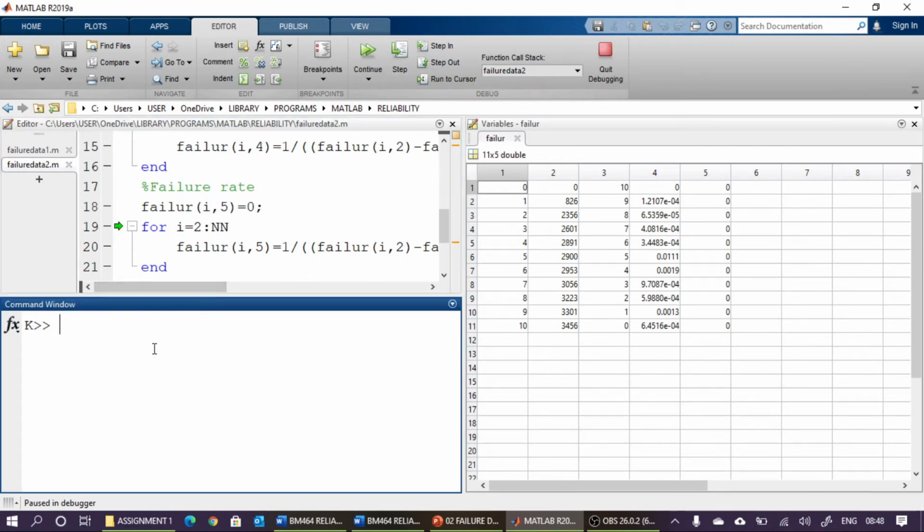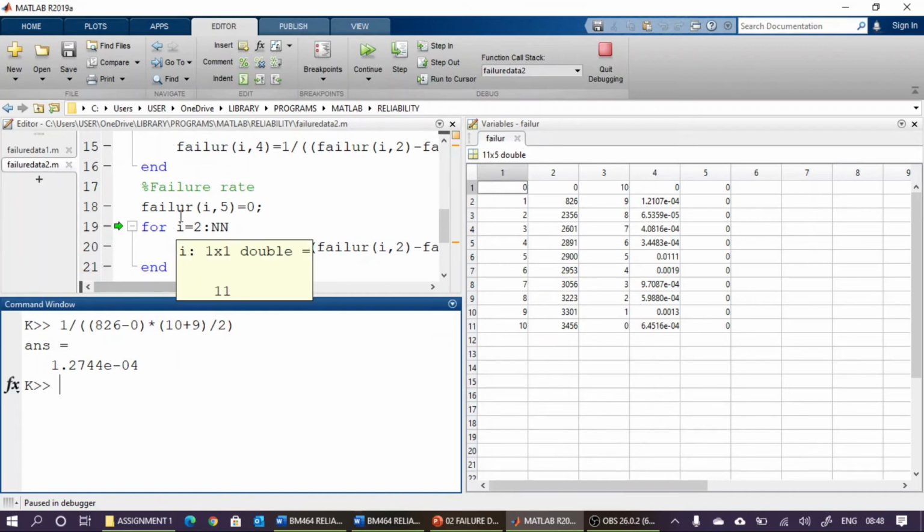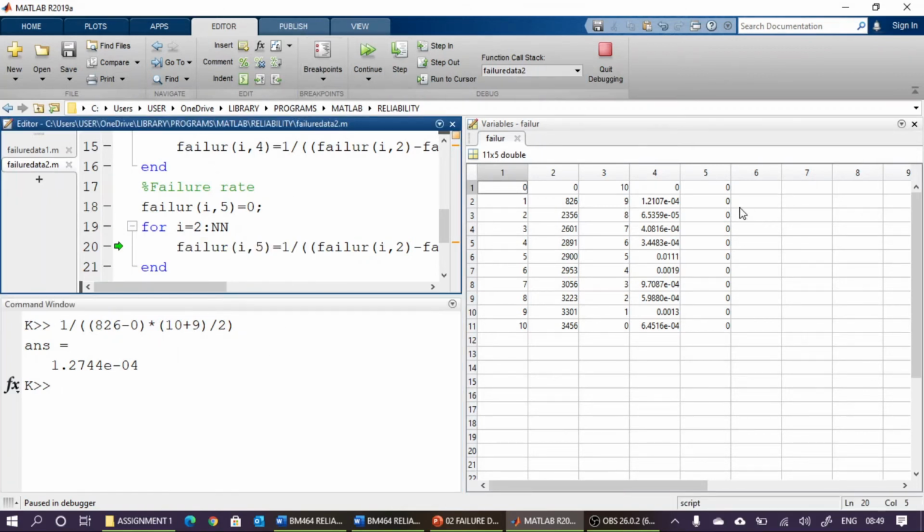That is something like this equation: 1 divided by, in brackets, first delta T, so 826 minus 0, so this is delta T, into the average of S of I minus 1 and S of I, that is 10 plus 9 divided by 2, so that is the average of the initial population and the final population of that particular failure. So this is equal to 0.00012, so this one is the failure rate. Now what about the next one?